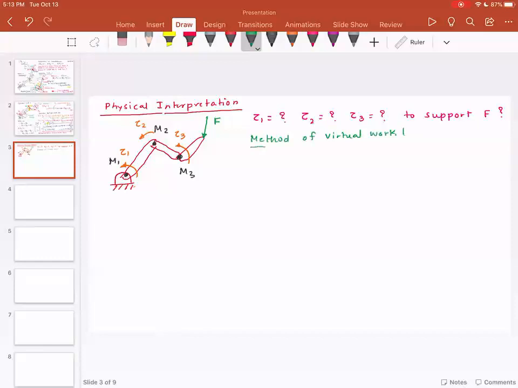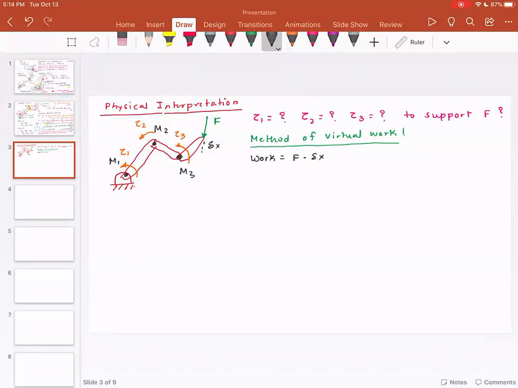And what is this method of virtual work? Which means if you consider a small, teeny tiny displacement by the force, so assume that this force is displaced by a teeny tiny amount, which is called delta x. This teeny tiny amount of displacement multiplied by the force is going to give you work. So the work is equal to F dot delta x. Please note, work is a scalar quantity.